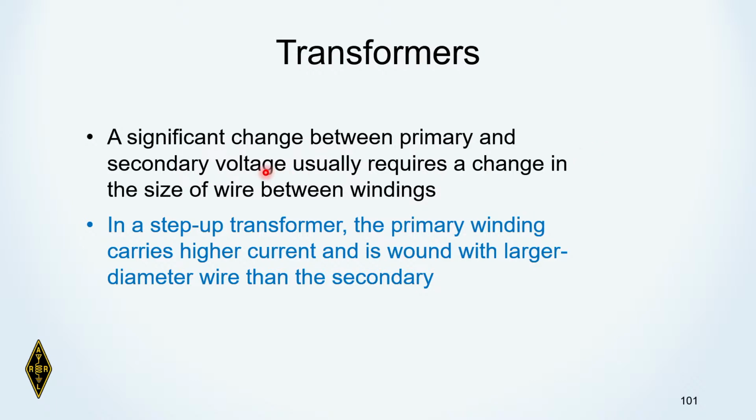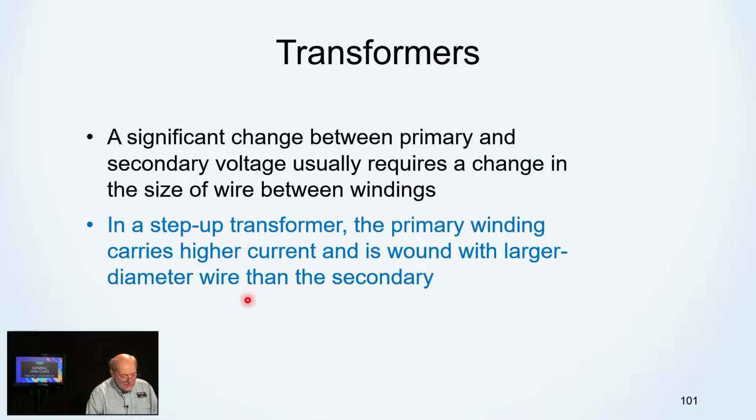And a significant change between primary and secondary voltage usually requires a change in the size of wire between the windings. The reason for that is the number of watts on the primary and secondary side are going to be equal or very, very near equal. So a 120 volt input coming down to 13.8 output would be very little current on the primary side, much more current on the secondary side. The secondary would need bigger wire.